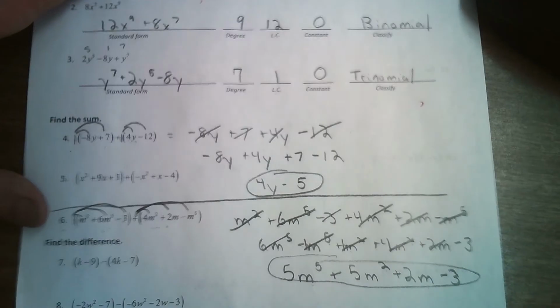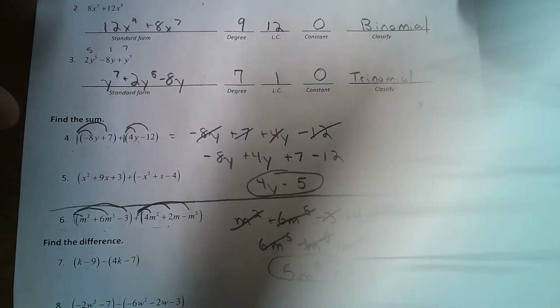Okay, now let me grab a clean piece of paper to do the subtraction. Subtraction is the same concept, but when you distribute the second polynomial, you're distributing a negative 1. So when I look at this one right here, I'm going to do number 7. k minus 9 minus the quantity 4k minus 7.